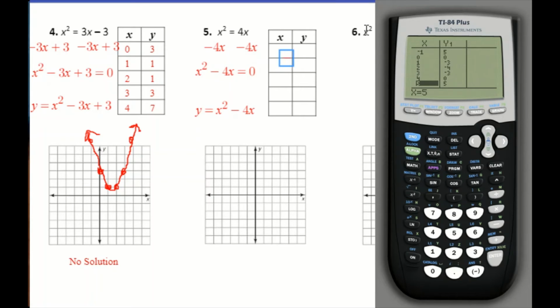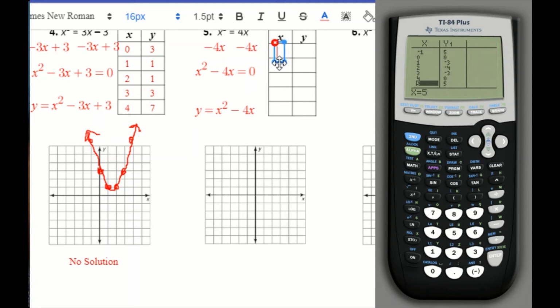Now, most of these problems should be set up so that you don't have to look too far for the points, but it is possible that the points that will fit will be kind of a little difficult to locate on the table in the calculator, but most of the time it should be right around 0. So negative 1, 5, 0, 0.